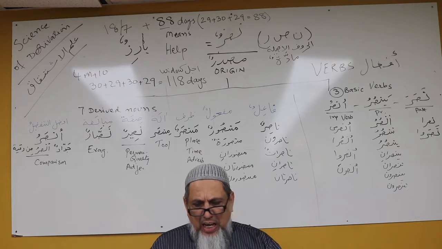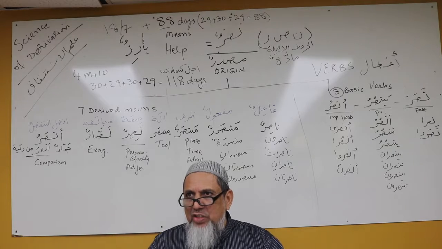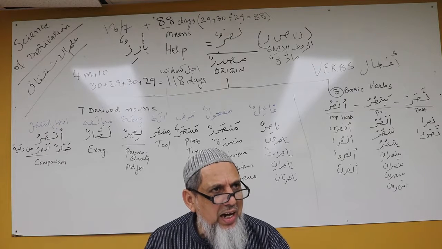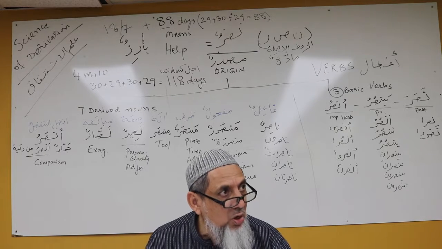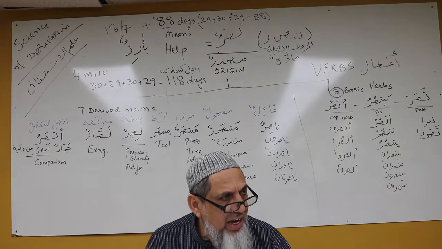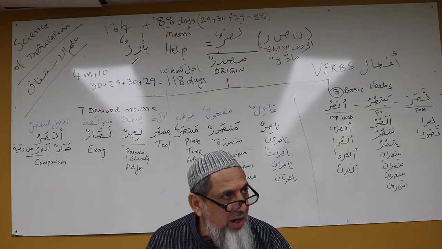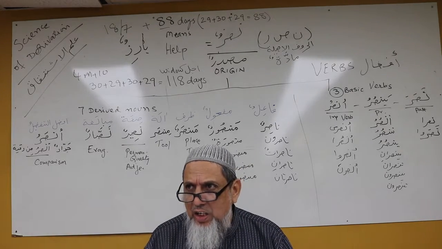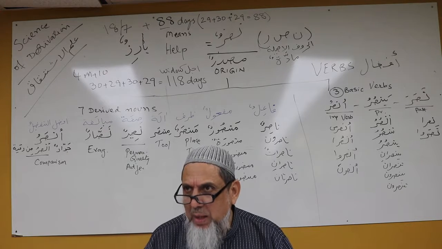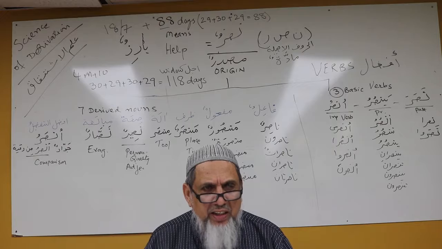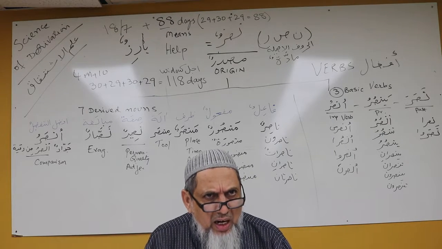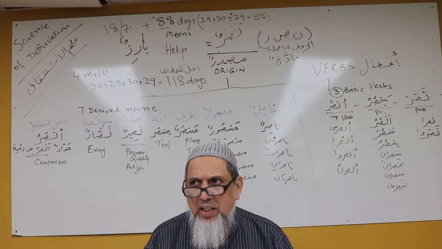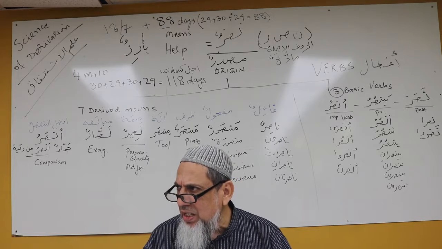Look at the example: Atajibina min amrillah. The angel said to the wife of Ibrahim, Sarah, when she said, how can I bear a son? I'm an old lady, I'm childless, almost 100 years old. So the angels replied, Atajibina min amrillah. Are you wondering at the command of Allah? Are you questioning the order of Allah? You shall get pregnant in your old age.